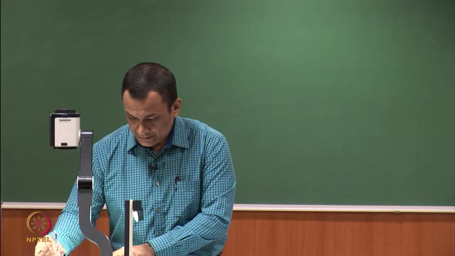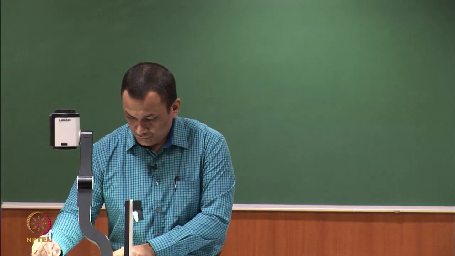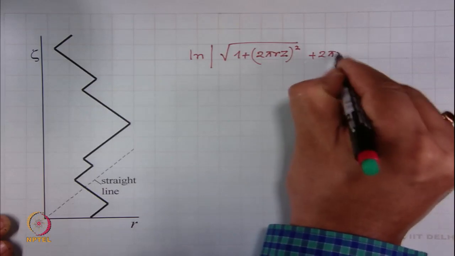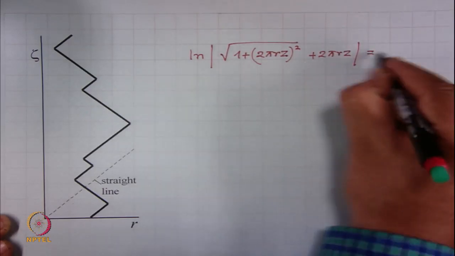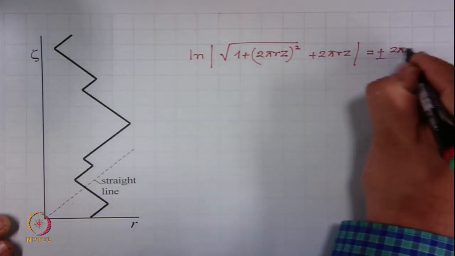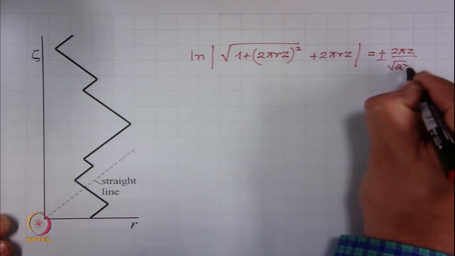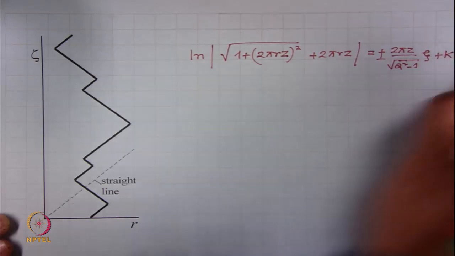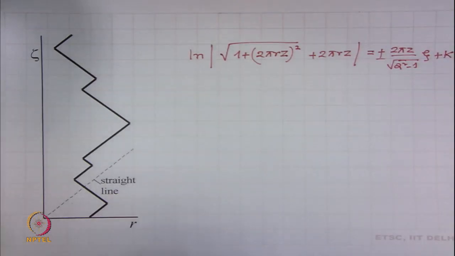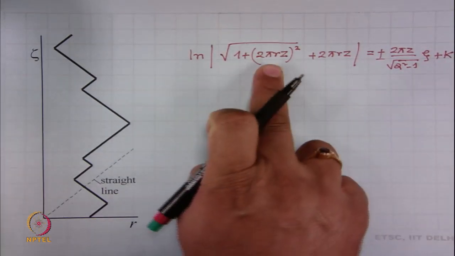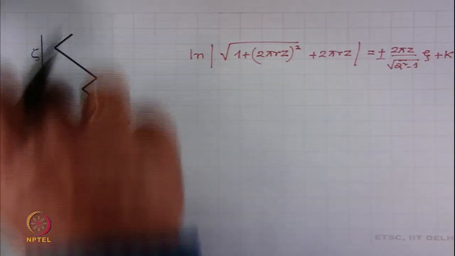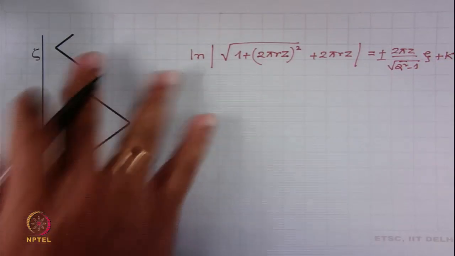1 plus 2 pi r z square plus 2 pi r z is equal to 2 pi z root over theta plus k. So, if you take different values of small r, you will get different values of zeta. If you plot, you will get such behavior.